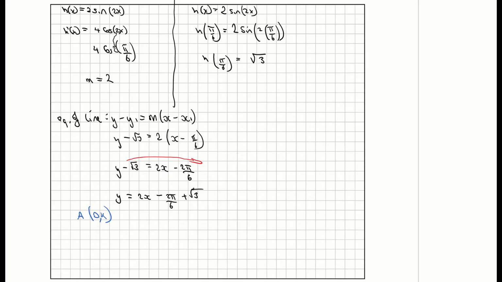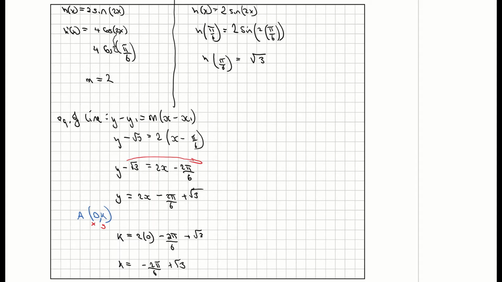So y is now changing to our k. Remember that this is xy. So that's going to become y, which is k, is equal to 2 times 0 minus 2 pi over 6, which again is pi over 3, plus root 3. So that means that k is equal to 2 times 0, which is 0, minus 2 pi over 6 plus root 3.